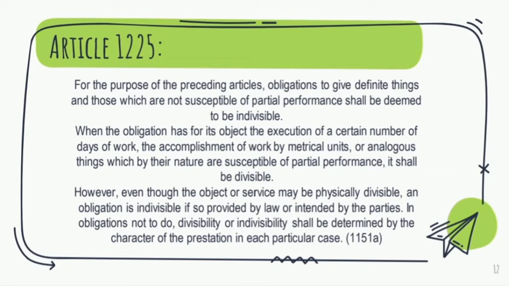For the purpose of the preceding articles, obligations to give definite things and those which are not susceptible of partial performance shall be deemed to be indivisible. When the obligation has for its object the execution of a certain number of days of work, the accomplishment of work by metrical units, or analogous things which by their nature are susceptible of partial performance, it shall be divisible. However, even though the object or service may be physically divisible, an obligation is indivisible if so provided by law or intended by the parties. In obligations not to do, divisibility or indivisibility shall be determined by the character of the prestation in each particular case. So this article talks about the general rule in determining whether an obligation is divisible or indivisible.